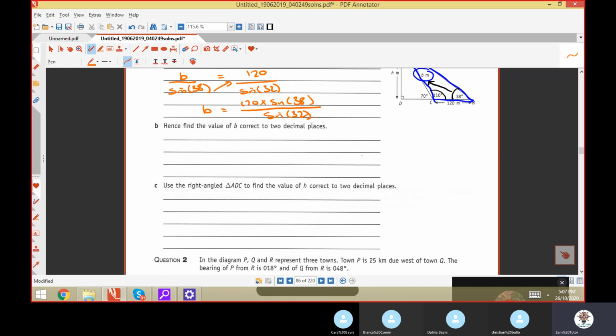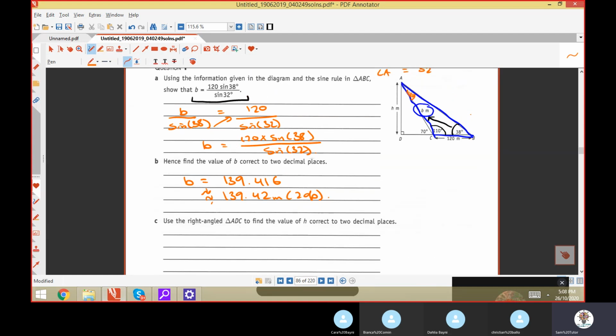Sine 32 is equal to 139.416, approximately 139.42 meters, two decimal places. Use the right angle triangle ADC to find the value of h to two decimal places.